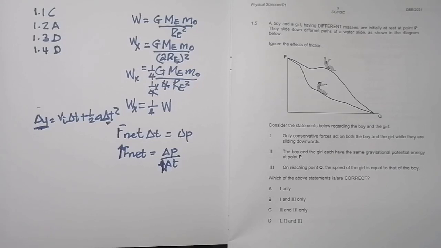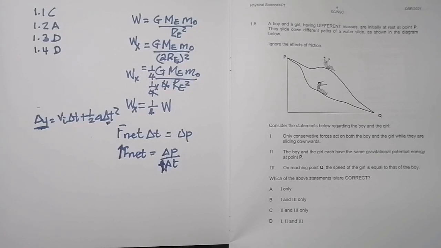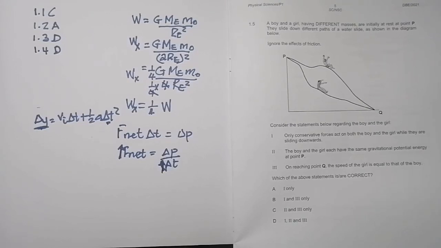All right, question 1.5. They say a boy and a girl have different masses. Please note that. They say they are initially at point P. They slide down different parts of a water slide as shown in the diagram below. Ignore the effects of friction. So remember, there's no frictional force in that case. They say consider the statements below regarding the boy and the girl.